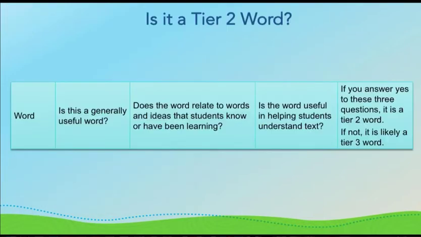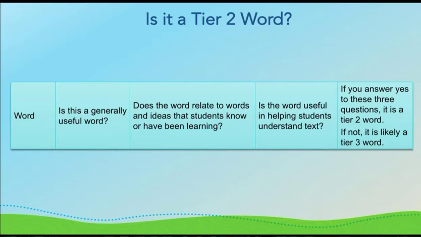So this is just a little graph that can help you determine, is it a tier 2 word? So basically, it's just these 3 questions. Is it a generally useful word? Does the word relate to ideas that the students know and have been learning? And is the word going to be useful overall in helping students understand text? When you leave social studies and go to literacy time, is that word still going to be useful? So if you answer yes to all 3 of those questions, likely it's a tier 2 word. If not, it might be a tier 3 word.